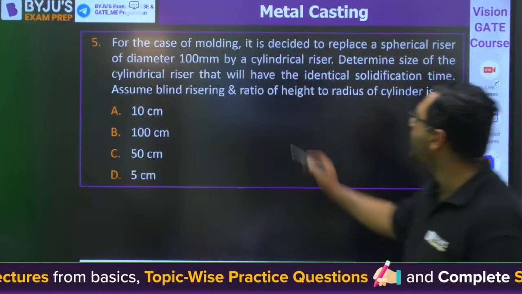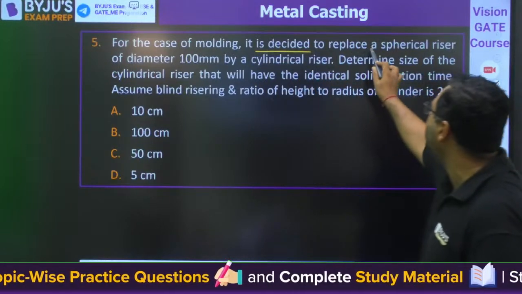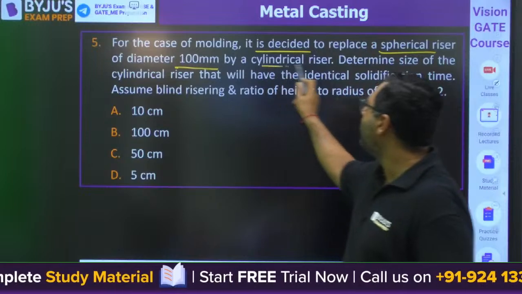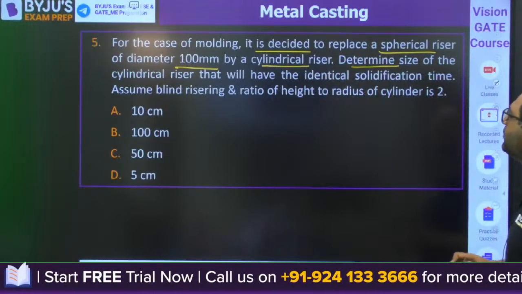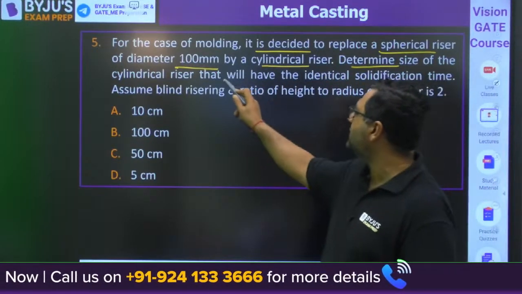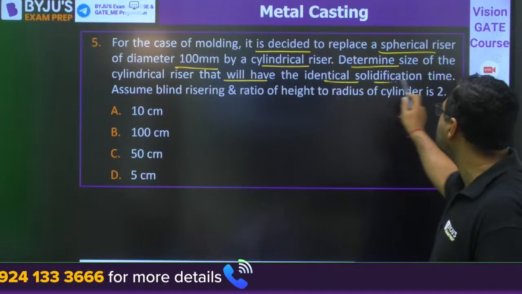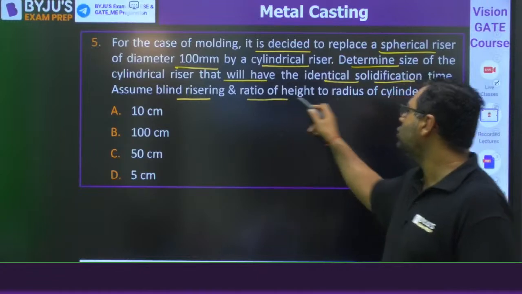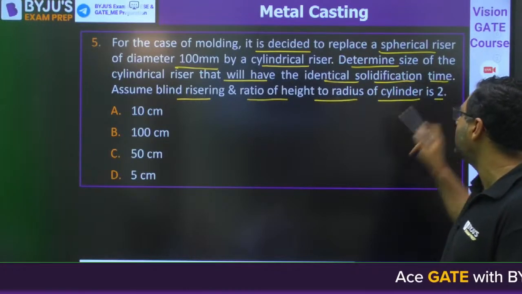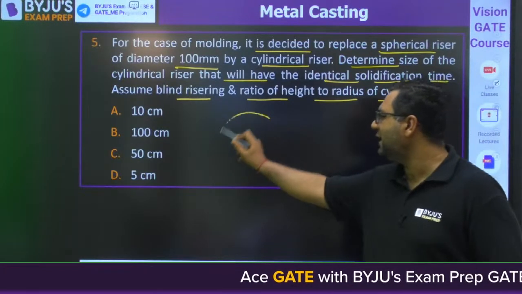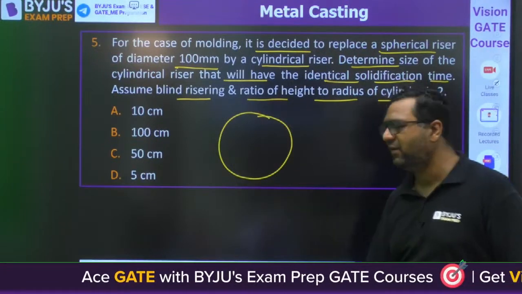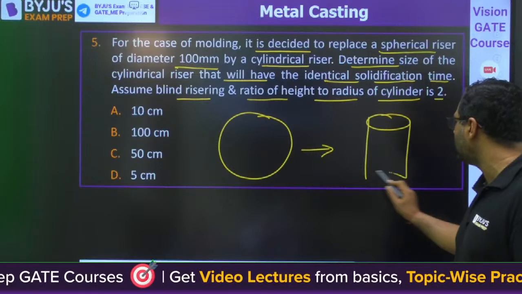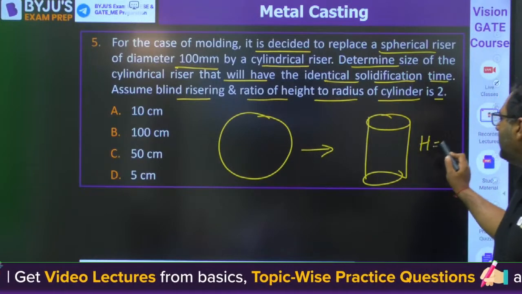For the case of molding, it is decided to replace a spherical riser of diameter 100 mm by a cylindrical riser. Determine the size of cylindrical riser that will have the identical solidification time. Assume blind risering with ratio of height to radius of the cylinder as 2. So they are saying that right now we are having a spherical riser. We are going to replace it with the cylindrical riser for which height and diameter are equal.